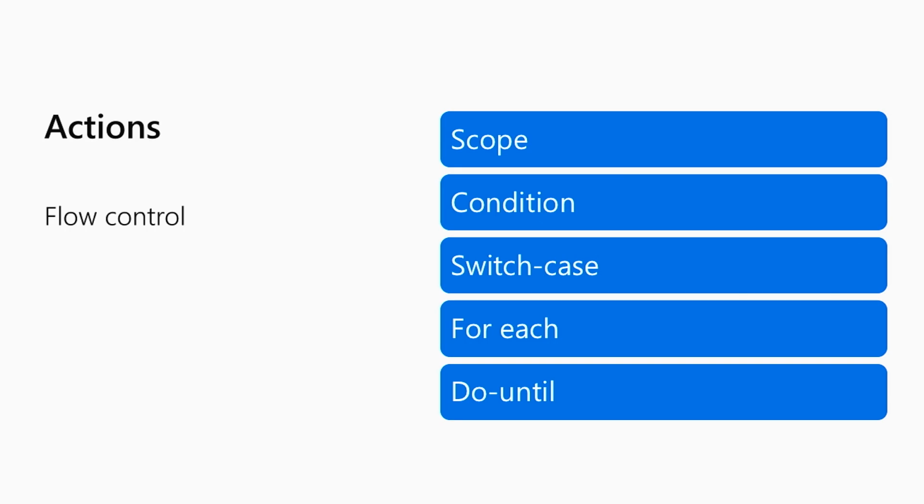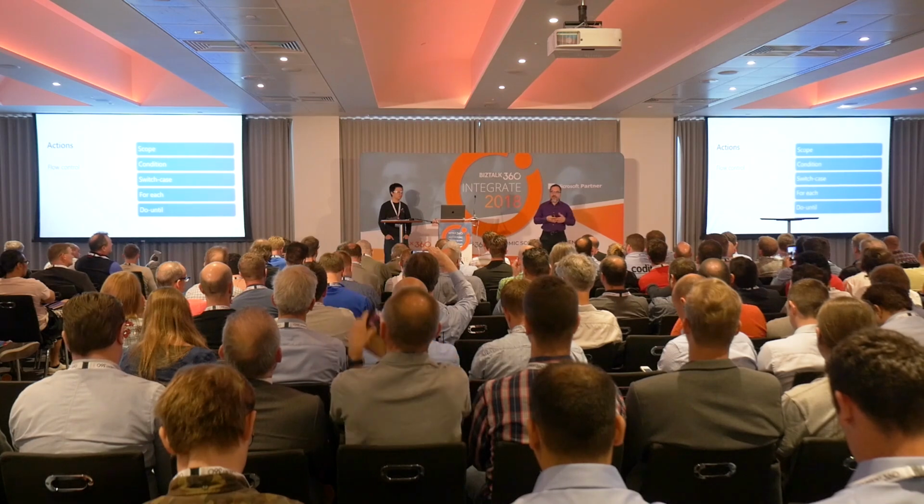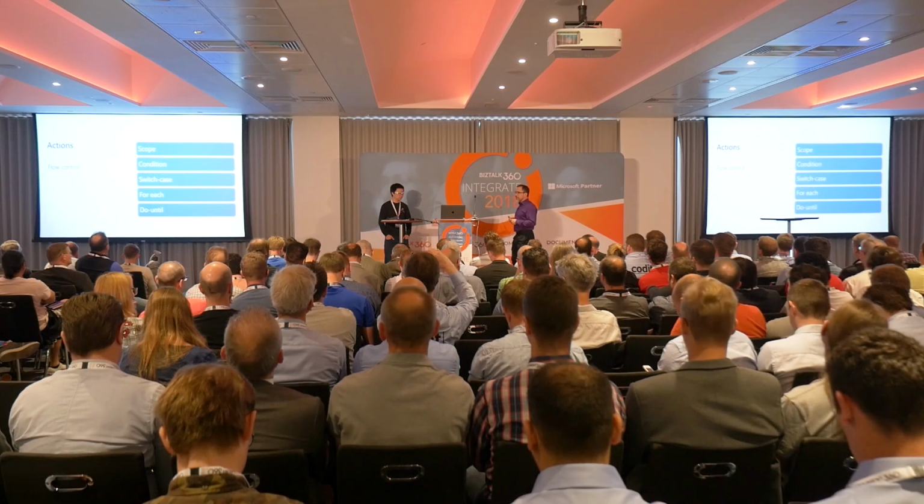Action. So we wouldn't be a workflow engine if we didn't have a set of control actions. Right? So first is a scope, which allows you to encapsulate a collection of actions. That scope we'll talk about later tomorrow, different ways that you can utilize that for more advanced patterns and scenarios. Conditions, so if, else, you want to be able to have conditional paths in your Logic app.